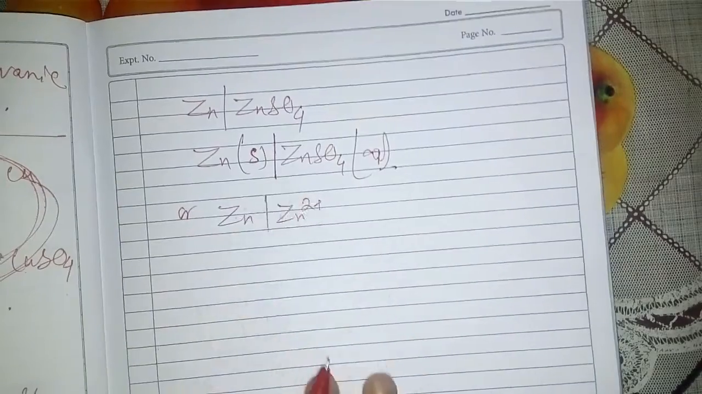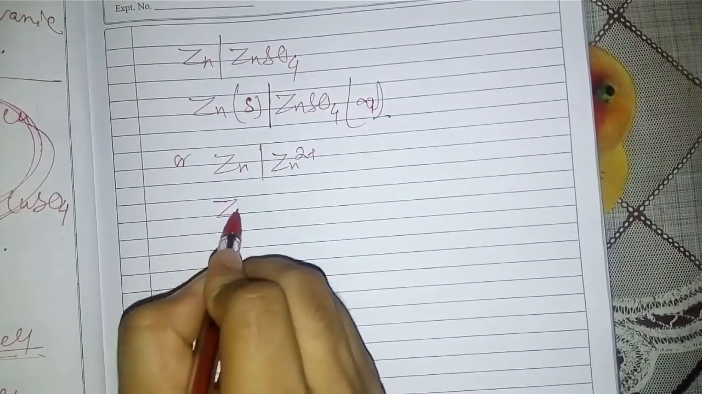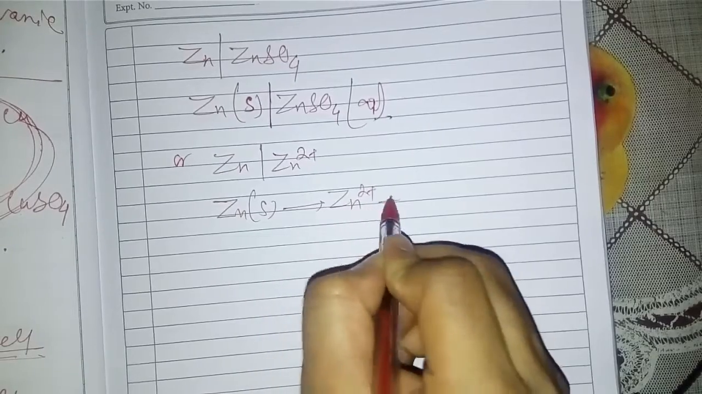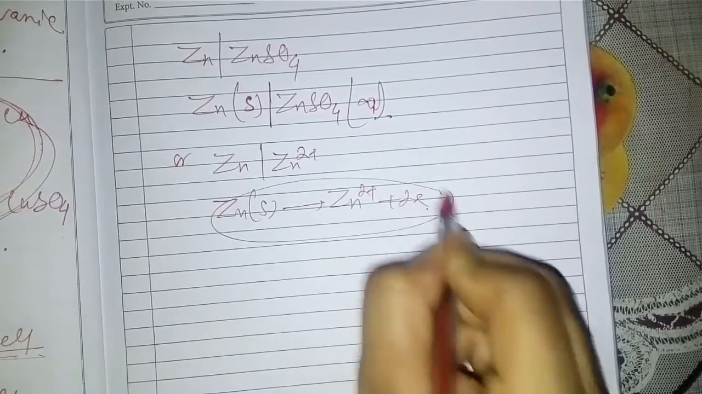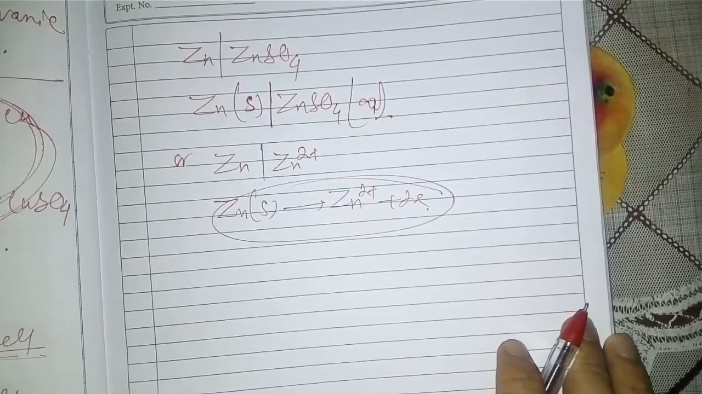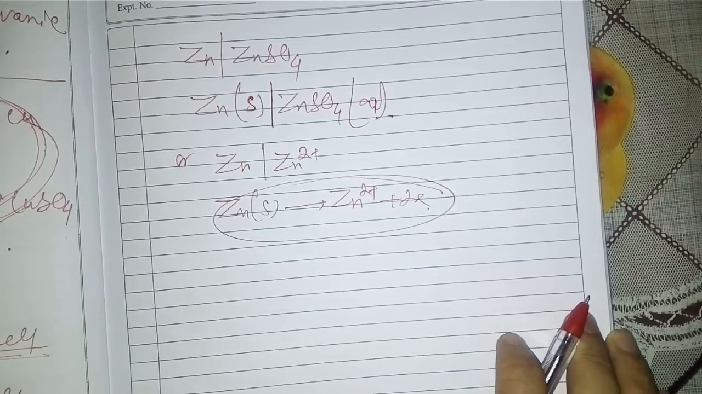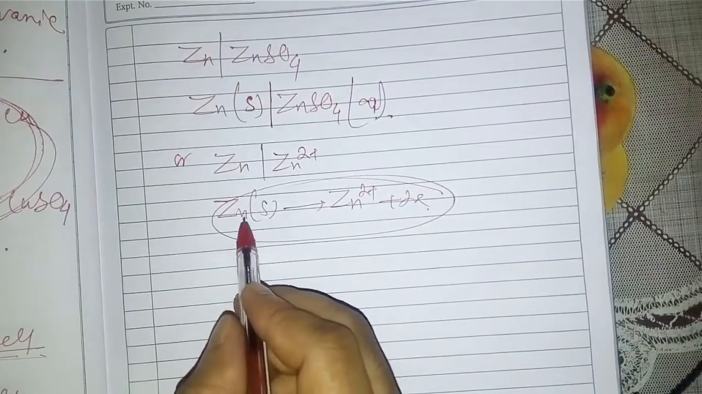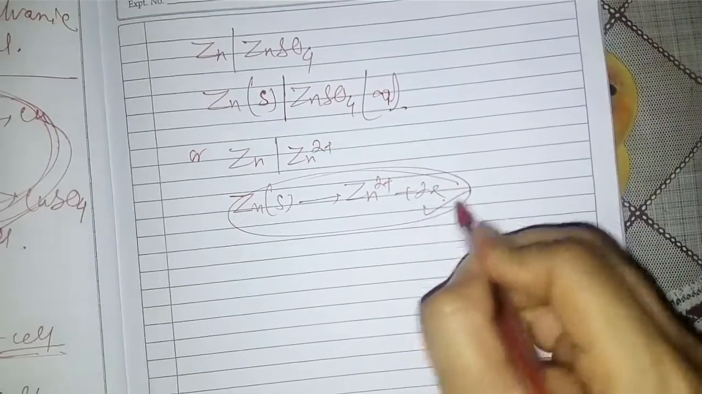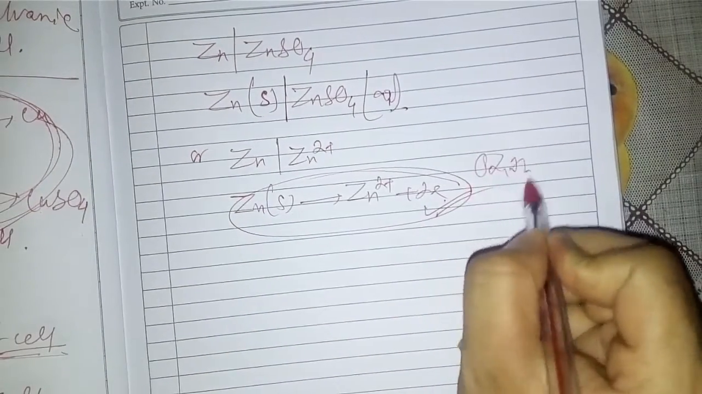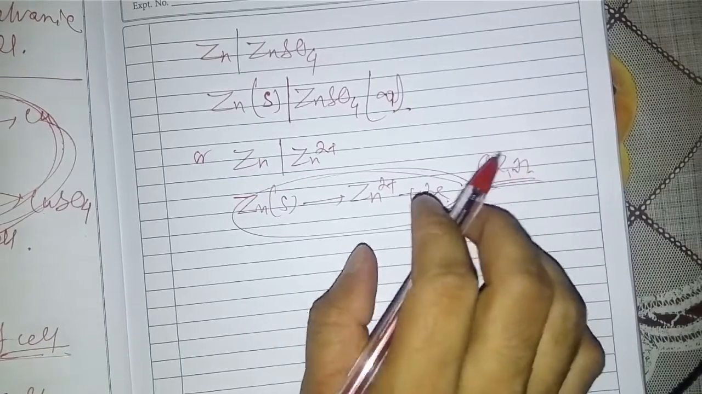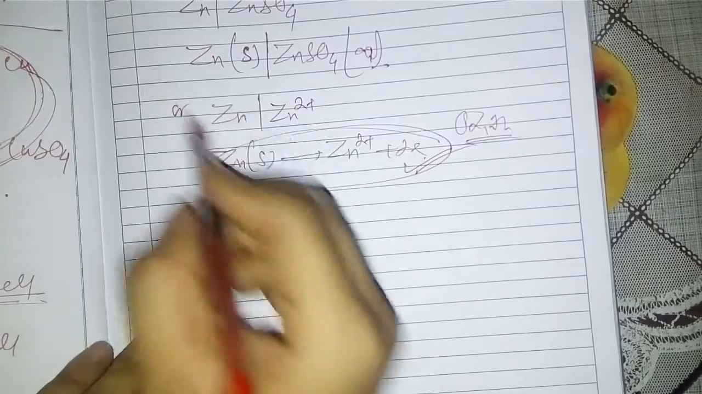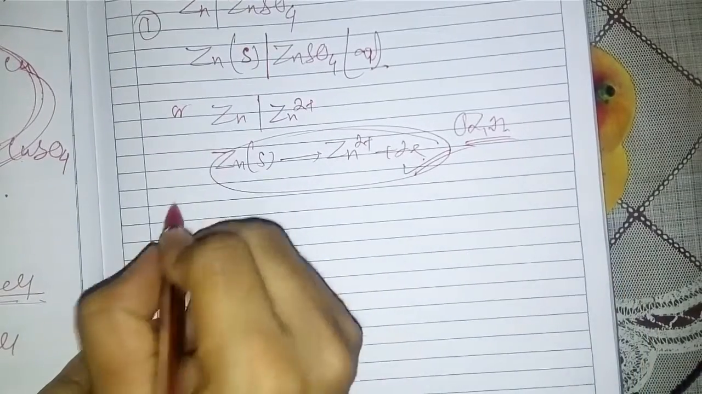How is it an oxidation reaction? See, Zn changes to Zn2+ plus 2 electrons. So this is called an oxidation reaction. All of you know the definition according to the electronic concept: loss of electrons is called oxidation. So here also this is oxidation. This is example 1 and 2.